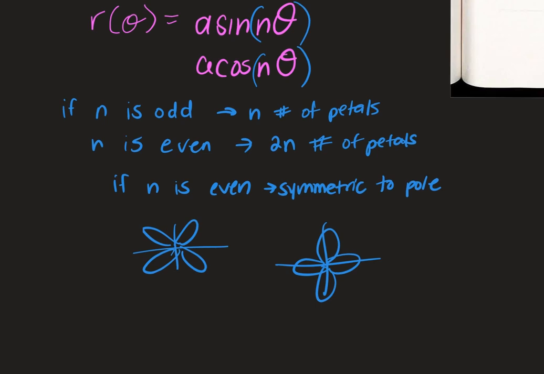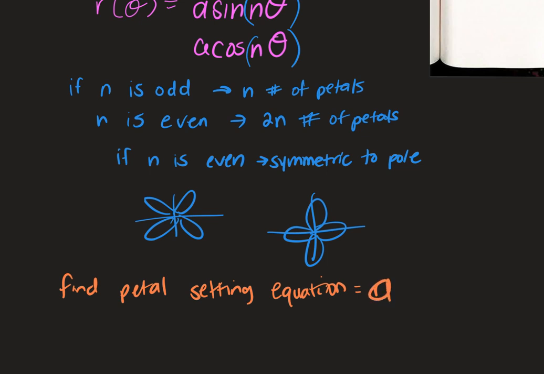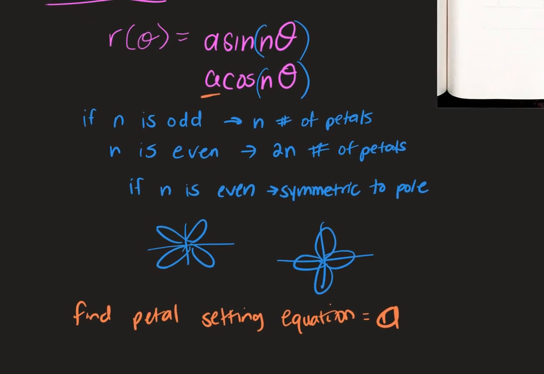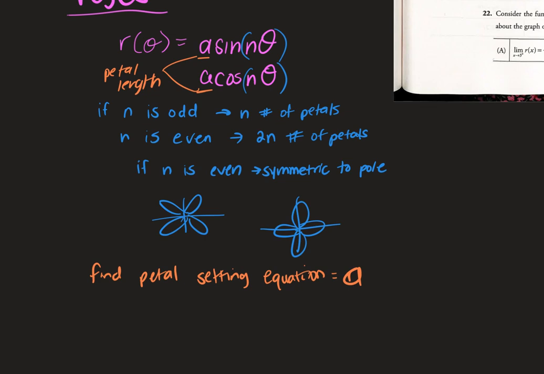So for these, the easiest way was to find the pedal, right? Find your pedal by setting the equation equal to R. Well, to A in this case, which was your radius. So A is your pedal length. Setting it equal to R, setting it equal to A. A is your R, A is your radius, A is your pedal length. If you set it equal to it, it will help you find where one of the pedals are.